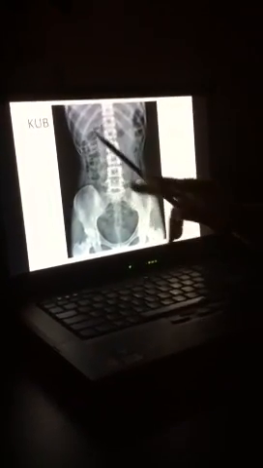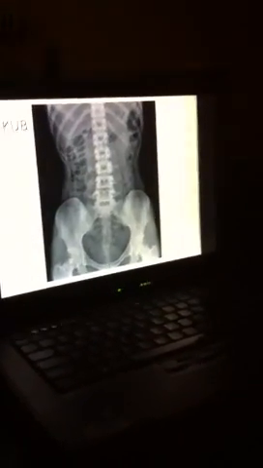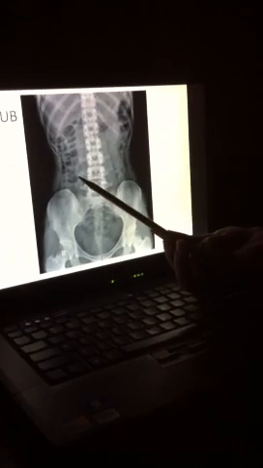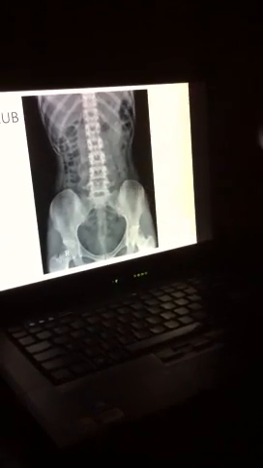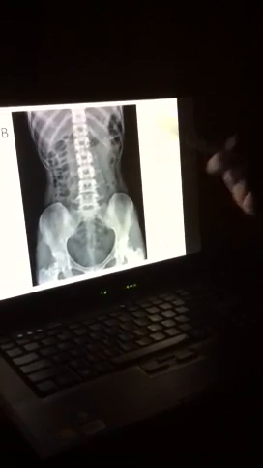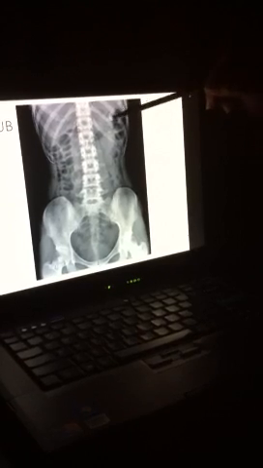Does anyone know what it is? The colon? What part? Ascending? It's the ascending colon. The reason you know that is because you can see the haustra, the little pockets. You can see a little bit of the transverse, and then you can see this structure right here. What is it?